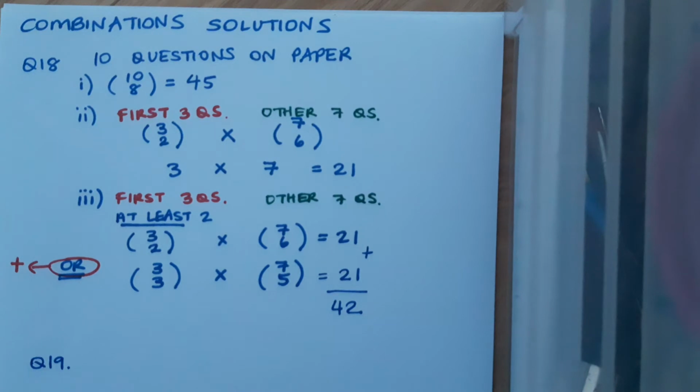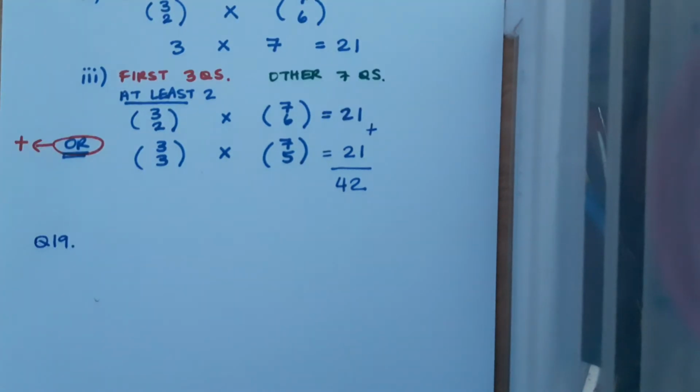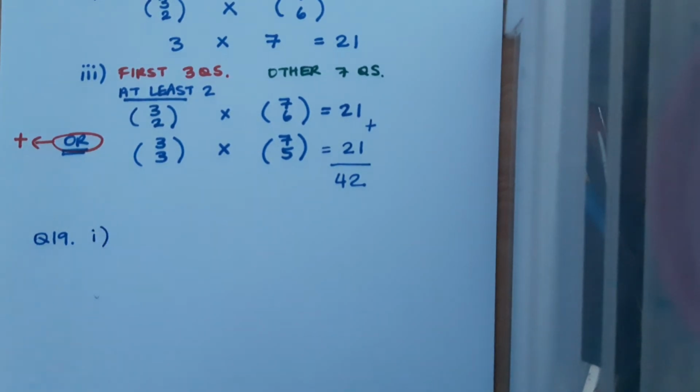On we go to question 19. Question 19 deals with a pack of playing cards, so you need to be reasonably familiar with how this is set up. And in this question, we're told that a man is dealt 5 cards from a pack. So the first part of the question then asks us to find out in how many ways will the cards contain exactly 2 kings. So let's think about what can happen here.